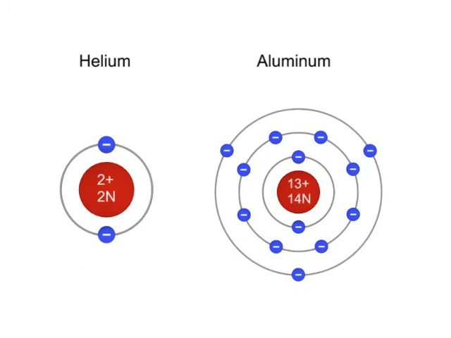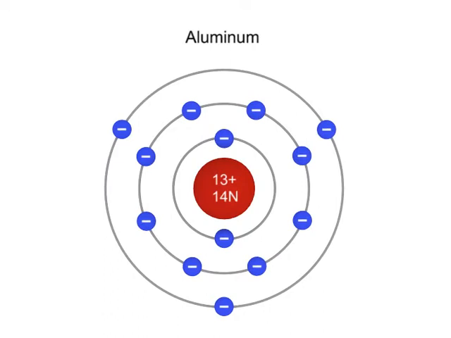Unlike the helium atom with its single shell around the nucleus, the aluminum atom will need additional shells to accommodate its additional electrons. Thus, the second shell will accept its limit of 8 electrons, with the third or outermost shell containing the remaining 3 electrons. The outermost shell of an atom is called its valence orbit. The electrons in this shell are called valence electrons.